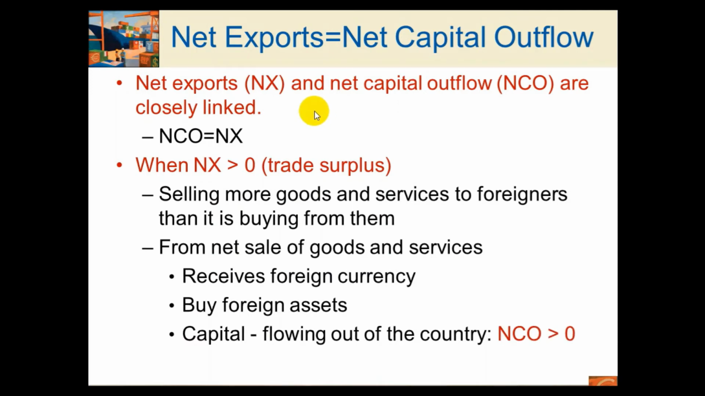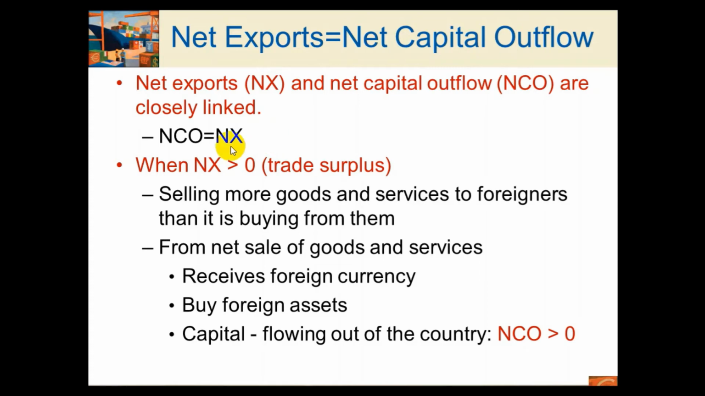In this section, we discuss the equality of net export and net capital outflow. If we look at the screen, net export and net capital outflow are closely linked. It is because net export and net capital outflow each measure an imbalance in their respective markets. Net export measures the imbalance between a country's export and import. Meanwhile, net capital outflow measures the imbalance between the amount of foreign asset bought by domestic residents and the amount of domestic asset bought by foreigners.